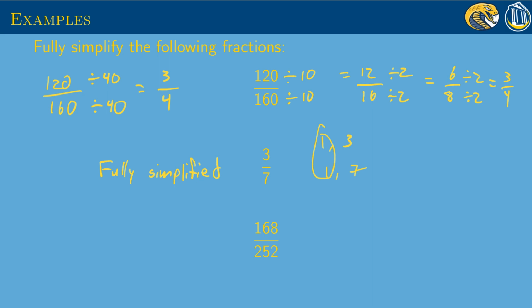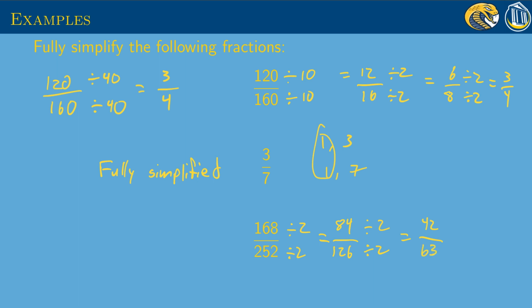Some of them are a little more tricky. Let's take a look at 168 over 252. I don't know any big numbers that divide both of those, but I do know that both of them are divisible by 2 since they're both even. 168 divided by 2 is 84, and 252 divided by 2 is 126. Both of those are even as well, so they both divide by 2. 84 divided by 2 is 42. 126 divided by 2 is 63.